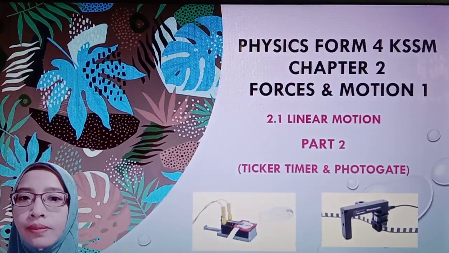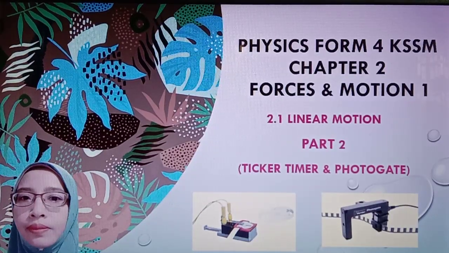Today we continue chapter 2, Forces and Motion 1 on topic 2.1, Linear Motion part 2. So in this video, I will discuss the ticker timer and photogate.